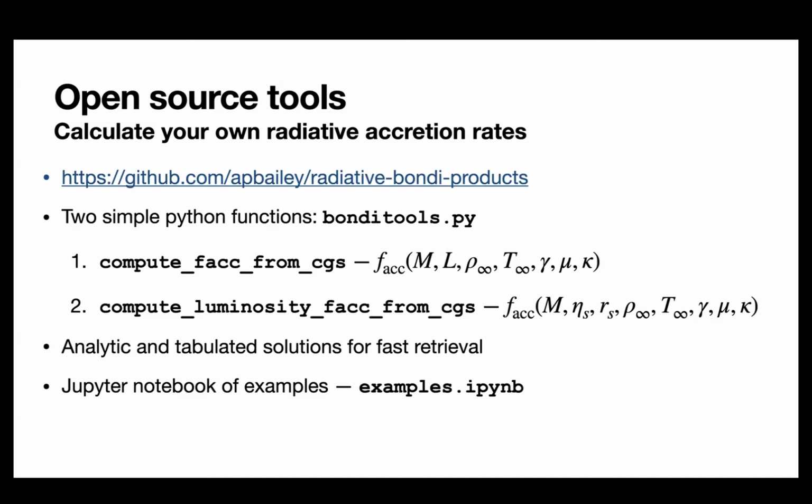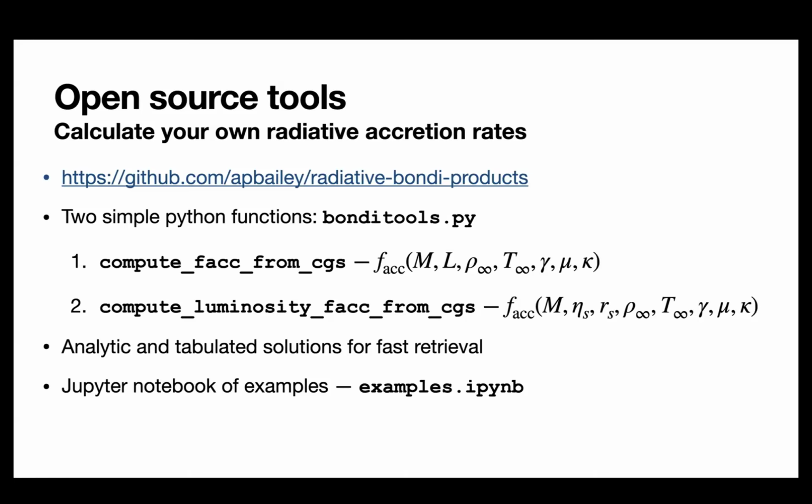One, we put a lot of work in this project into developing open source tools. Our goal is for people to use these radiative accretion rates in their accretion models. And so we posted to this GitHub two simple Python functions that, given a set of planet parameters like mass, protoplanetary disk density, temperature, opacity, it will just spit out what this F accretion factor is.